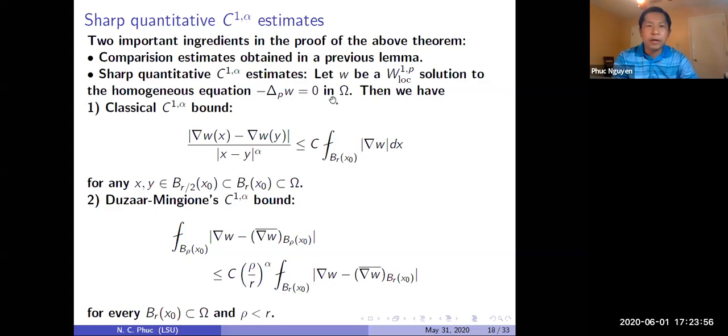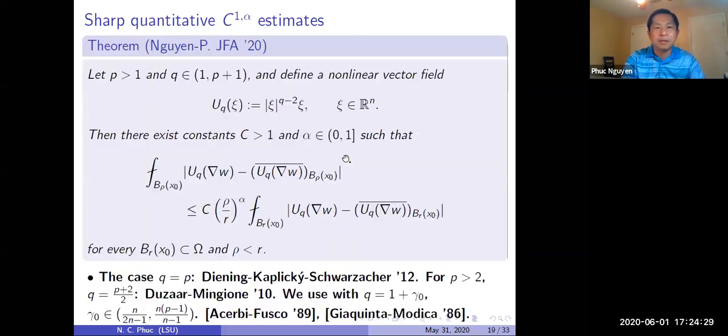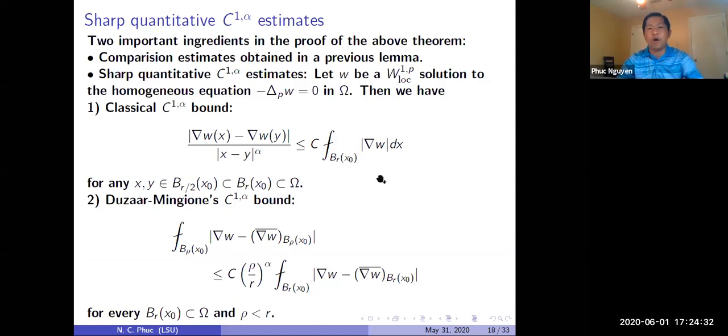it is well known, a classical result due to many people, DiBenedetto, Tolksdorf, Evans, John Lewis, for example, that the solution belongs to the class C^{1,alpha}. And in the classical paper, you see that it is quantified this way: the difference of the derivative at the points x and y is controlled by |x minus y| to the power alpha times some constant, and the constant is exactly the L1 norm of the derivative of w in a larger ball.